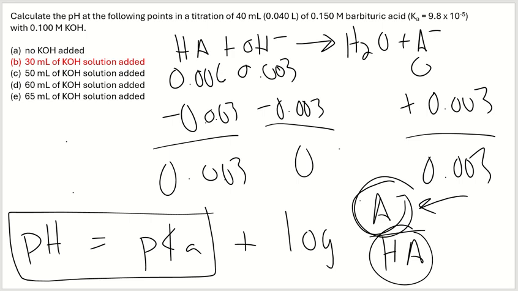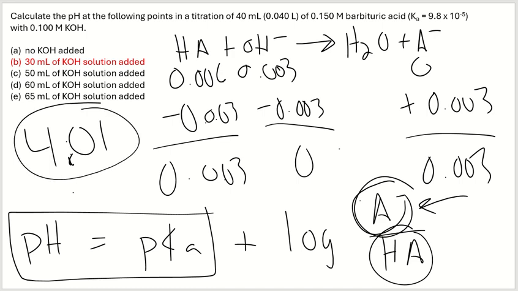And so for this one, pH equals pKa. So just in your calculator, you can find the pKa by taking the negative log of the Ka, which is 9.8 times 10 to the negative fifth. And what we get is a pH of 4.01.